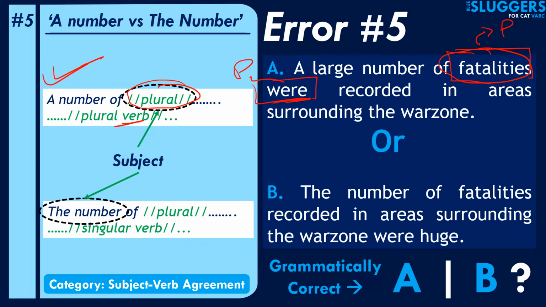However, in the second case, let's look at this case, the number of fatalities recorded. In these cases, guys, the appropriate subject for the verb, the number of fatalities recorded in the areas surrounding the war zone were huge. For the verb were, the appropriate subject will not be fatalities. It will not be fatalities. In this case, the appropriate subject for the verb were will be the number. So the number will be the appropriate subject for the relevant verb here.